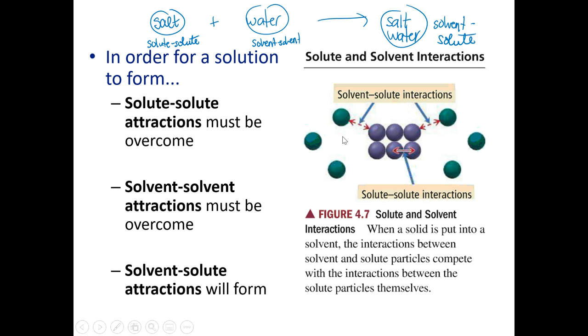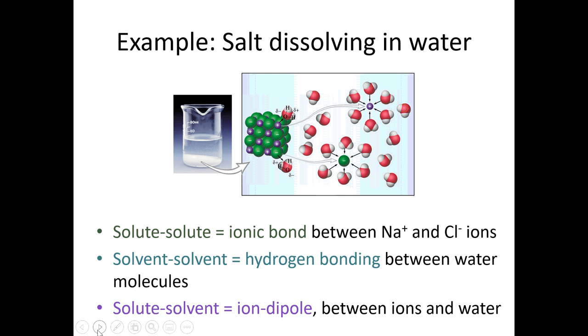And this is a visual showing what's going on. Let's take a look at this example more clearly. We're looking at salt dissolving in water. The solute-solute force within the salt itself is the ionic bond, the attraction between the sodium and chloride ions in salt. The solvent-solvent attraction is the hydrogen bonding that water molecules experience with each other. And the solute-solvent attraction, if we can successfully mix them together, is an ion-dipole attraction between the salt ions and the polar water molecules.